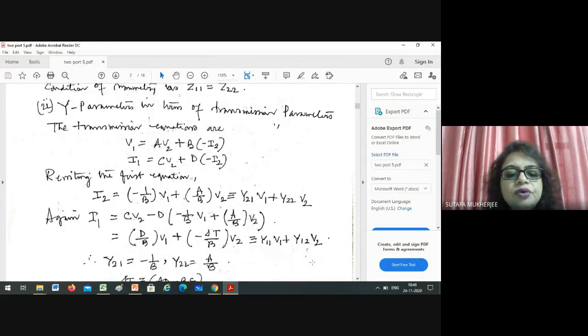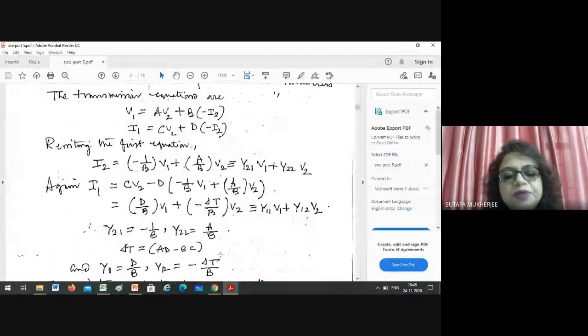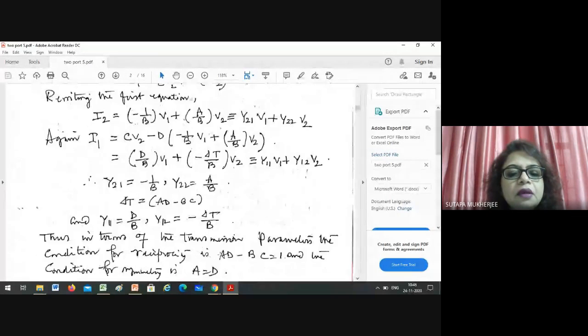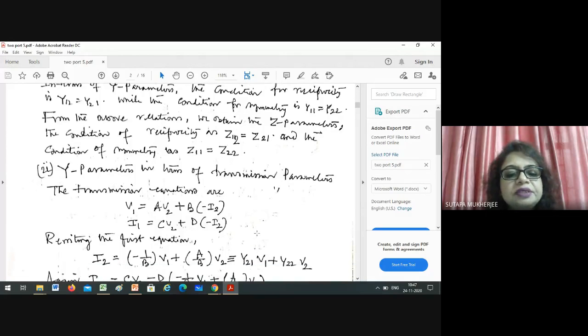Right. So Y21 equal to what? From this, minus 1 by B. Y22 equal to what? A by B. And Y11 equal to what? D by B. And Y12 equals to what? Minus delta T by B. So what is delta T? AD minus BC. So this is the method. How can you transform? What is the interrelationship between the Y parameters and the transmission parameters, that is ABCD parameters?